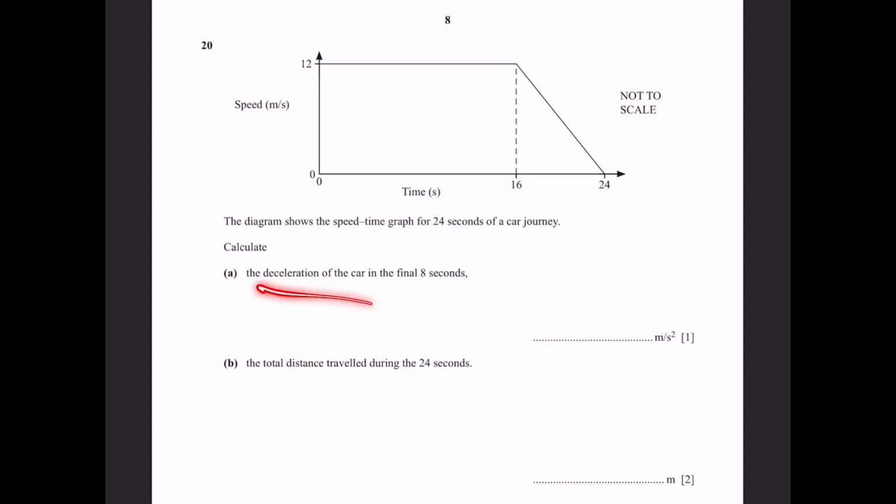Alright, so deceleration is equal to the change in speed divided by the time. So the change in speed is 12 to 0, which means 12 meters per second. That's the change, 12. And the time change is 8 seconds. So we have 12 by 8, which is equal to 1.5 meters per second squared. That's the answer.